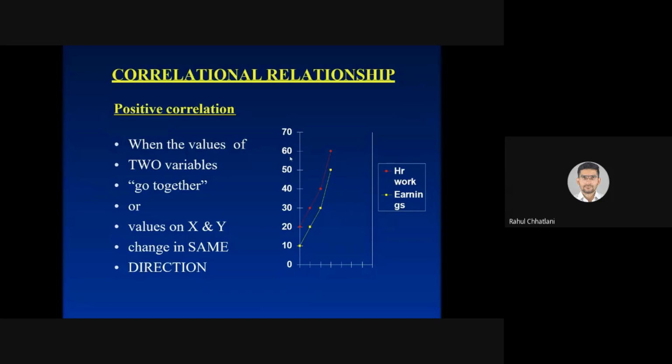When two variables go together, the values change in the same direction. You can see, if HR works more, there is more earning, or if a student studies more, more marks are achieved. This is a positive correlation. This can be proved.